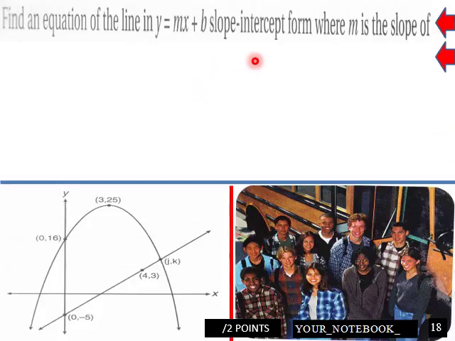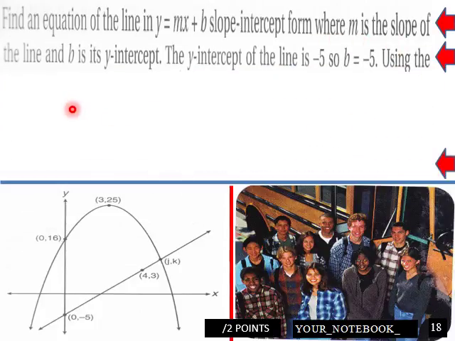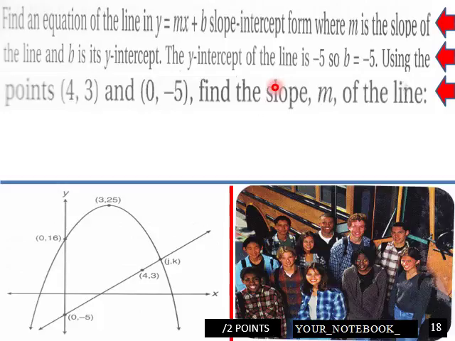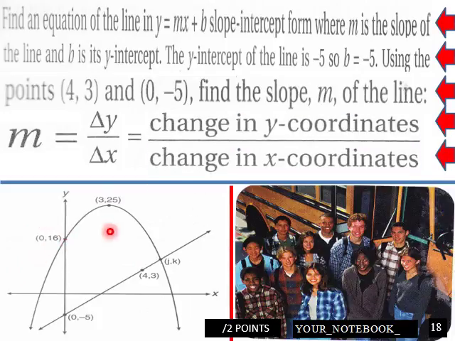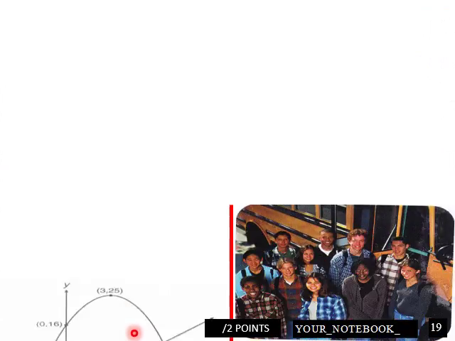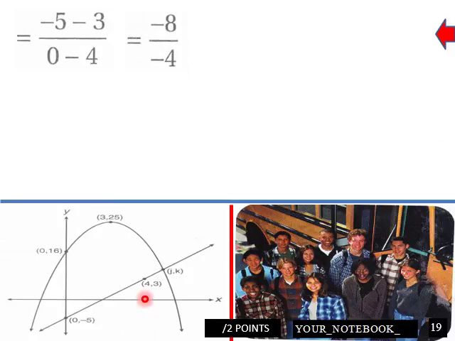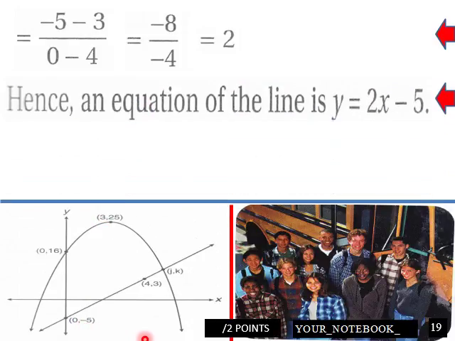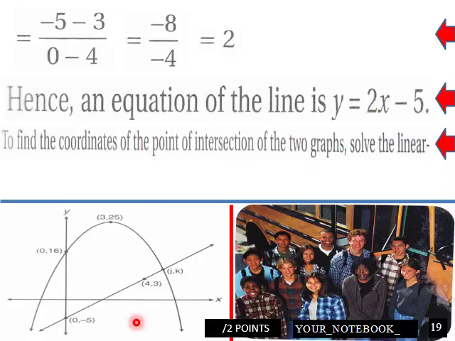Find an equation of the line y equals mx plus b, where m is the slope of the line and b is its y-intercept. The y-intercept of the line is -5, which is down here. Using the points (4, 3) and (0, -5), find the slope m of the line. m equals delta y over delta x, change in y over change in x. -5 minus 3 over 0 minus 4 equals -8 over -4, which is 2. Hence, the equation of the line is y equals 2x minus 5.